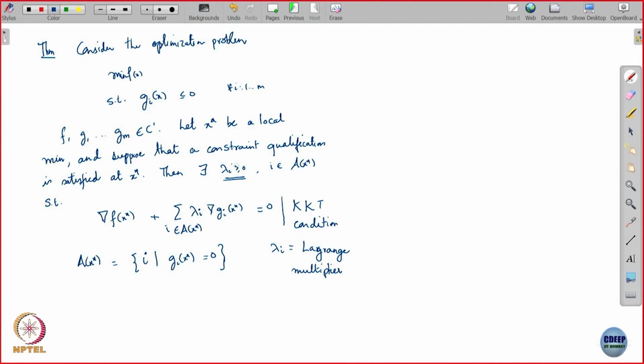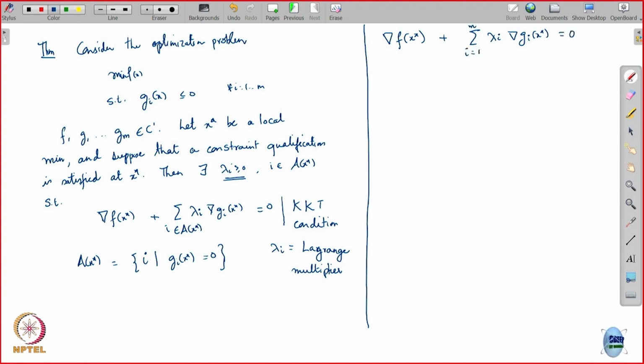Now what we will do is we can generalize this a little bit. We can write the same condition here in a slightly different way. Let us consider this summation, which is now only over A(x*), only over the active set. Let me write this in the following way: grad f(x*) plus the sum of λ_i gradient of g_i(x*), and the sum is now over all i going from 1 to m. This is equal to 0.